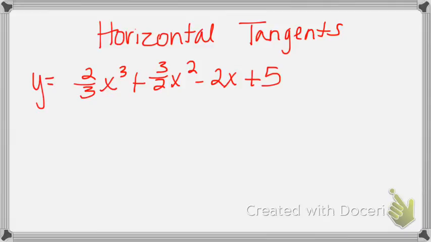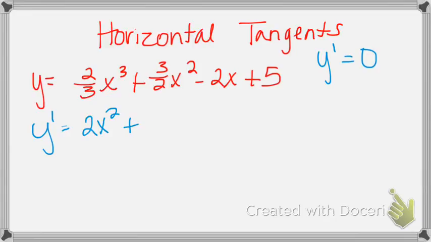Alright, another thing that a question might ask you is about horizontal tangents. That is places where the derivative would equal 0. So I'm going to find the derivative here. I get 2x squared plus 3x minus 2. And because I'm looking for horizontal tangents, I want to know where that is equal to 0. So now we're going to factor.